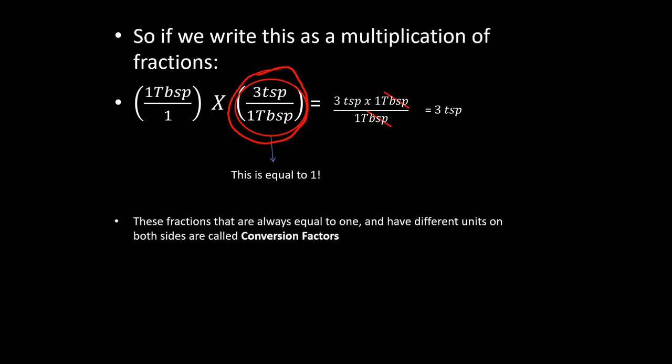So these fractions that we're going to use here, we're going to call these conversion factors. And they're always going to be equal to 1. It is always just some equality. We have one thing is equal to something else, and we're just going to take the two sides of that equality and stick them into a fraction and arrange them whichever way we need to in order to get the units to work out correctly.